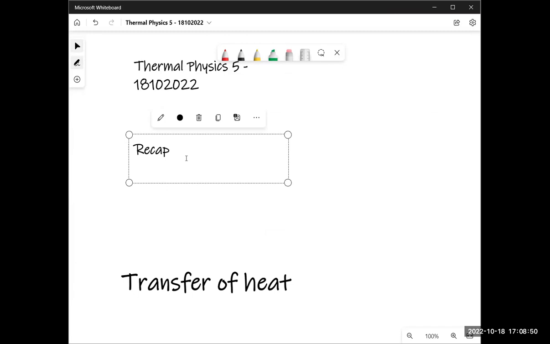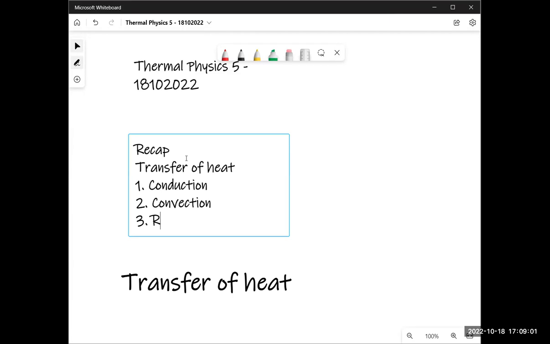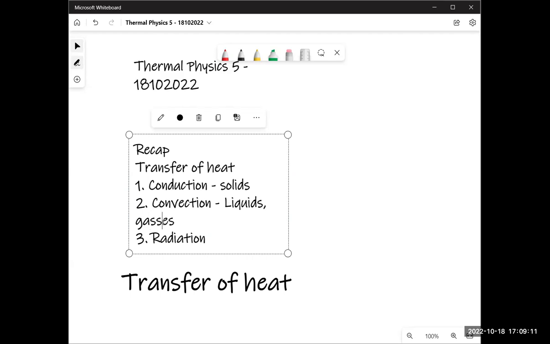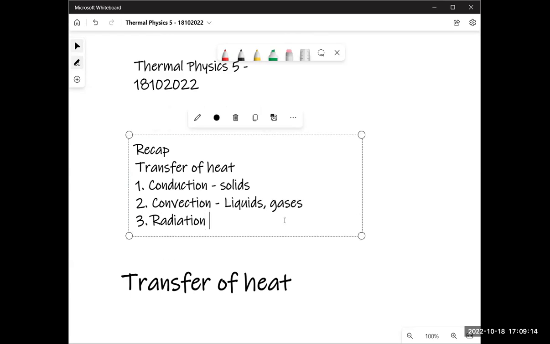in thermophysics. But so far, we've already done conduction, we have done convection, and now radiation. Now, conduction was in solids. Write all of this down. Convection was in liquids and gases. And radiation occurs in a vacuum or any medium.